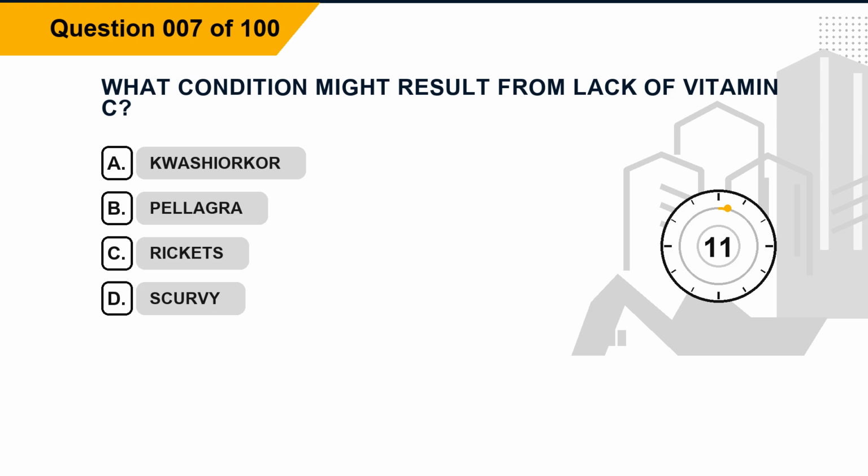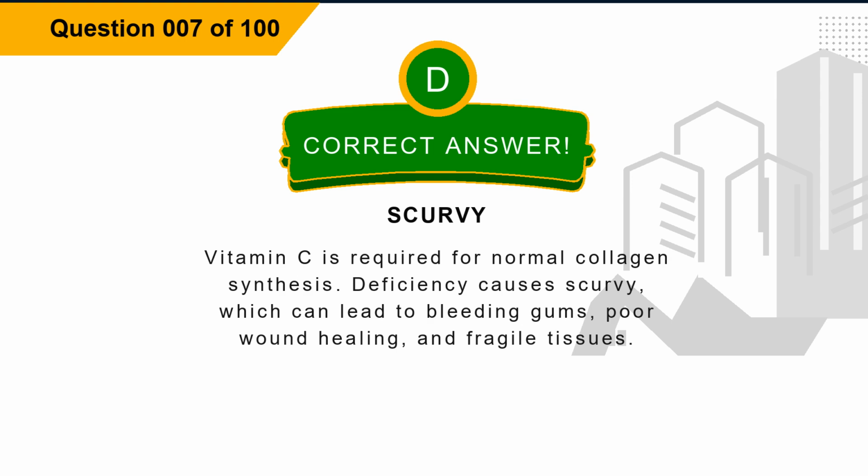Question 7. What condition might result from lack of vitamin C? Option A, kwashiorkor. Option B, pellagra. Option C, rickets. Option D, scurvy. The correct answer is option D, scurvy. Explanation. Vitamin C is required for normal collagen synthesis. Deficiency causes scurvy, which can lead to bleeding gums, poor wound healing, and fragile tissues.